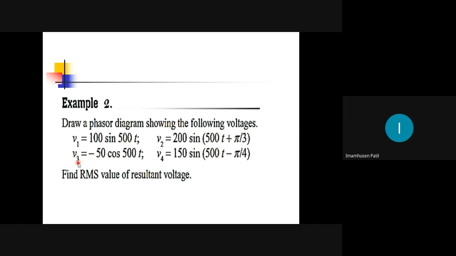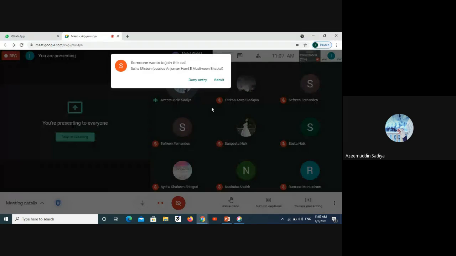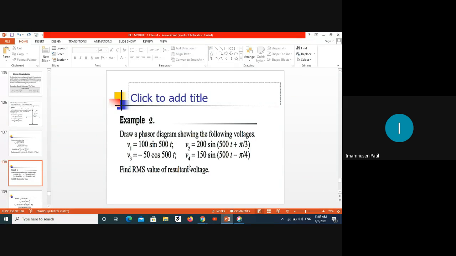V3 is not in standard format. Can you see V3? V3 is minus 50 cos 500t. This you have to convert into standard format. V4 is in standard format. This one you have to convert in terms of sine. Minus cos omega t is equal to what? Cos of omega t plus or minus 180 degrees. That you have to convert, this V3.